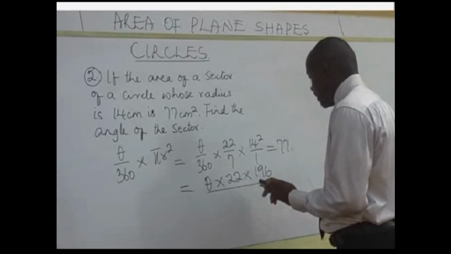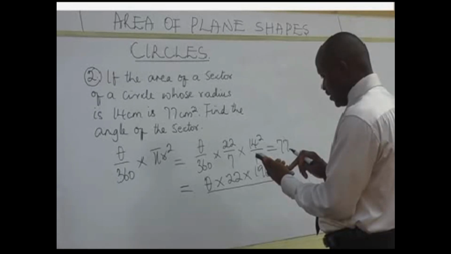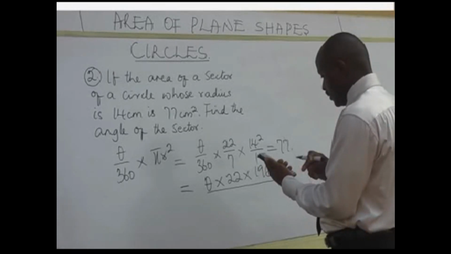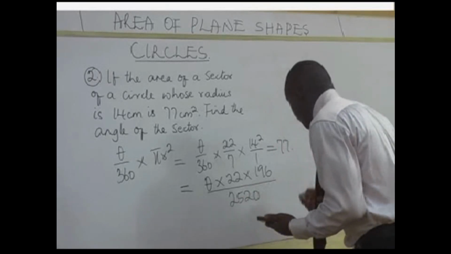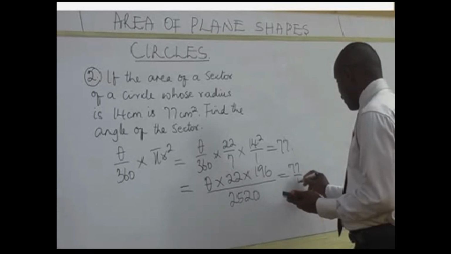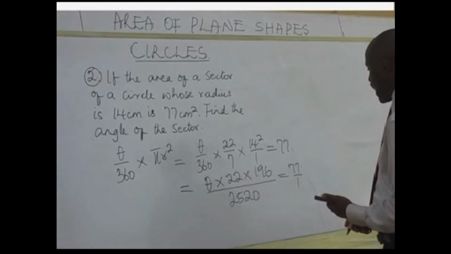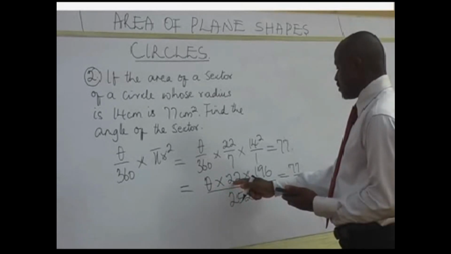Then all over, let's multiply 360 and 7. 360 times 7 is giving me 2,520, and it's going to be equal to 77 all over 1. You can cross multiply here. If you cross multiply, you're going to find out that theta times 22.